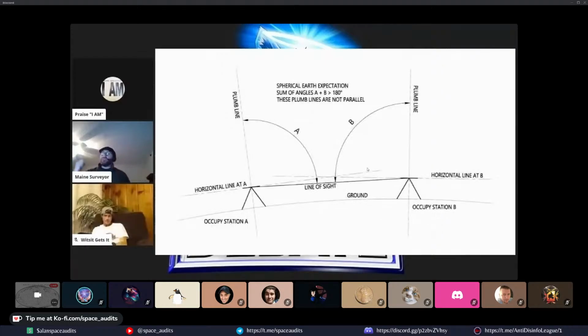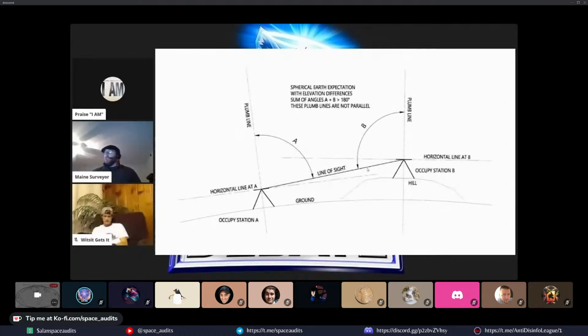We have an occupied station at A, we have an occupied station at B, and we're going to measure reciprocal zenith angles. The spherical expectation is that when we add A and B, those zenith angles will add up to more than 180 degrees. And then those plumb lines would not be parallel. We would know that. It doesn't matter if we have different elevations for points A and B. We're still going to measure zenith angles from A to B and then from B back to A. When we add those zenith angles, we expect that on the spherical Earth, they'll add up to greater than 180 degrees. So I've gone out and I've done that myself.